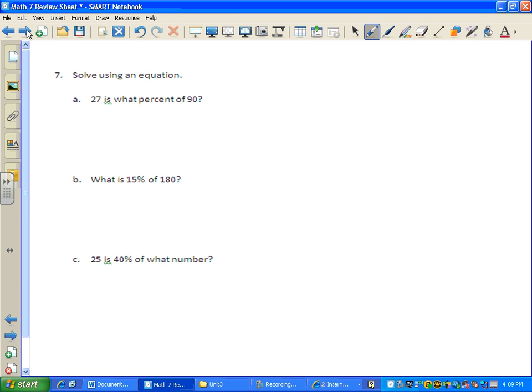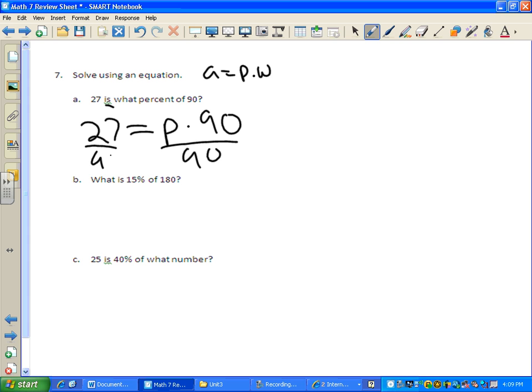Moving right along, this last problem, number 7, is going to be solved using an equation. That equation is A equals P times W. If you haven't noticed, this equation is awfully important. So we look at this 27, and "is" means equal. We're looking for our percent, our P times 90. If I divide both sides by 90, that's going to give me my P by itself. And P is going to be equal to 0.3, or 30%.